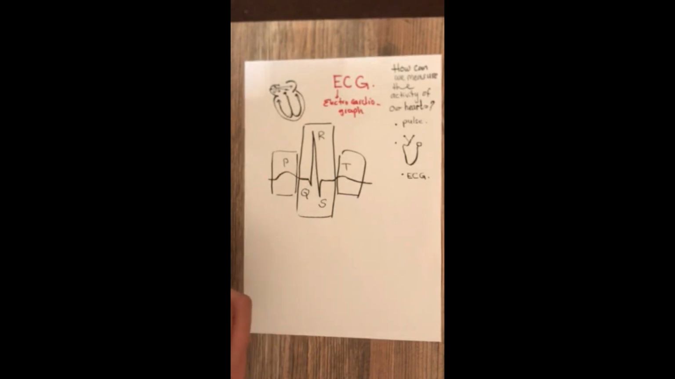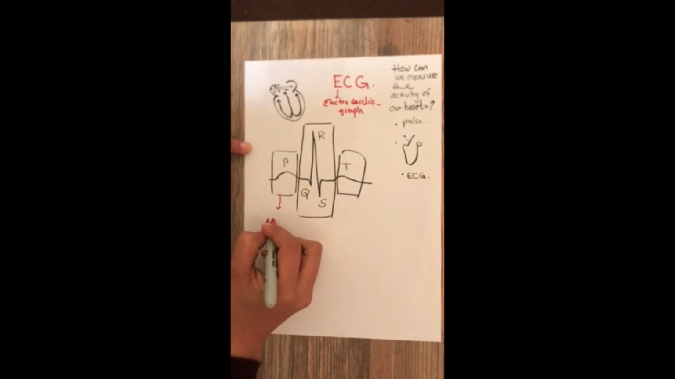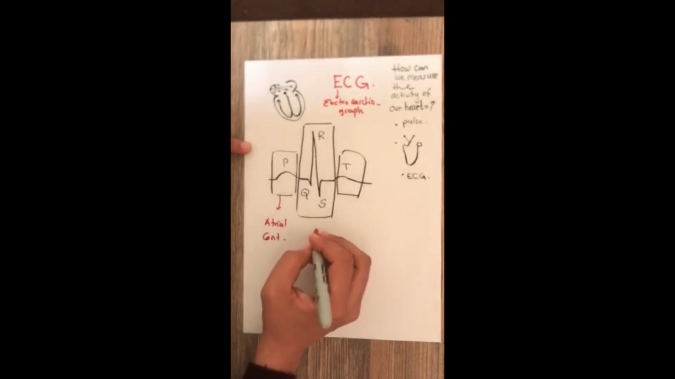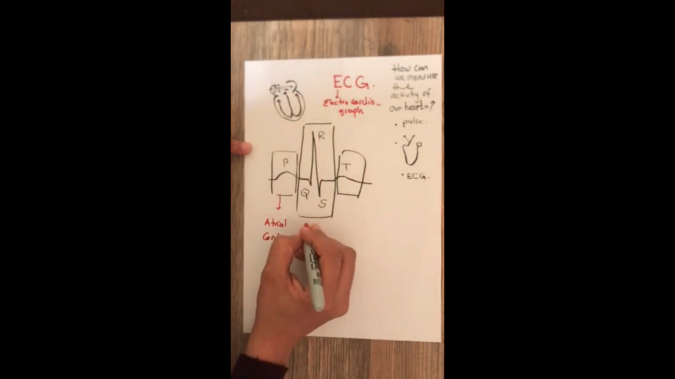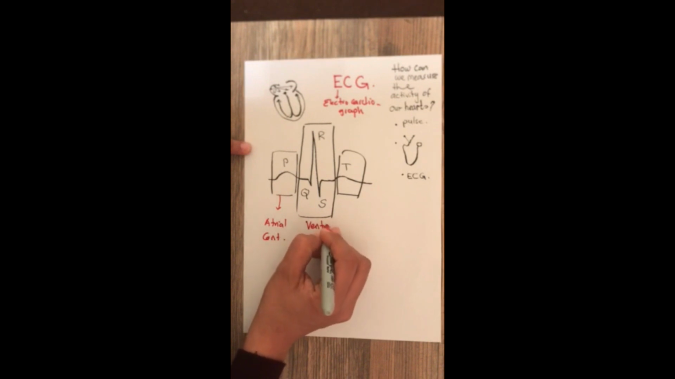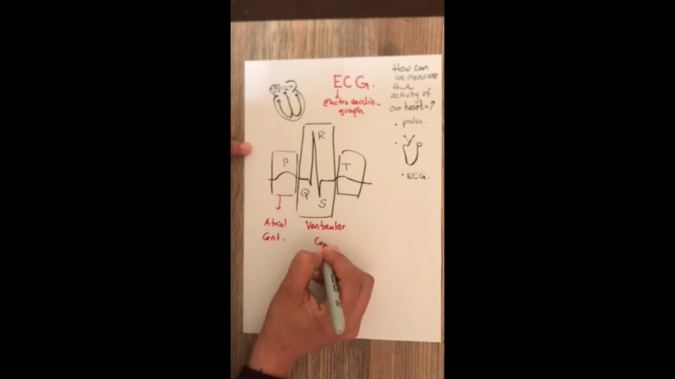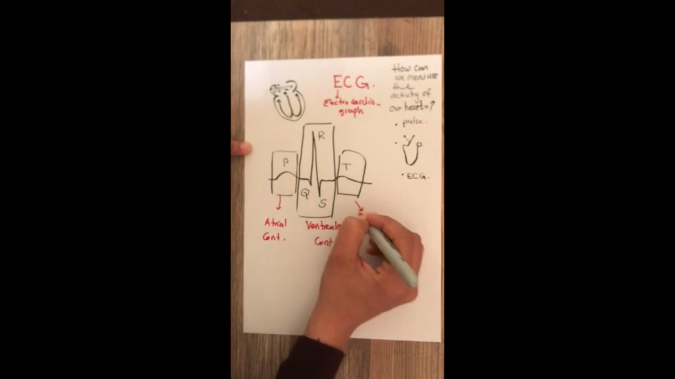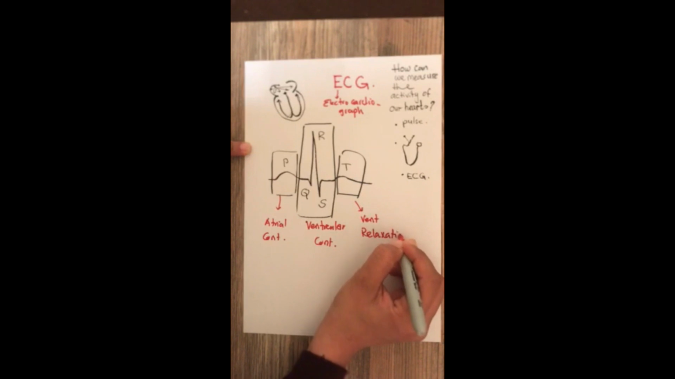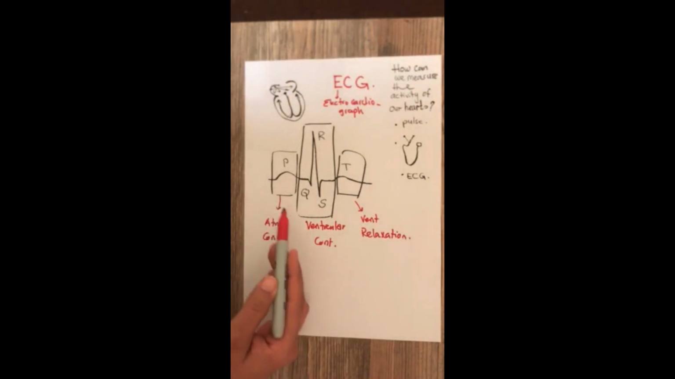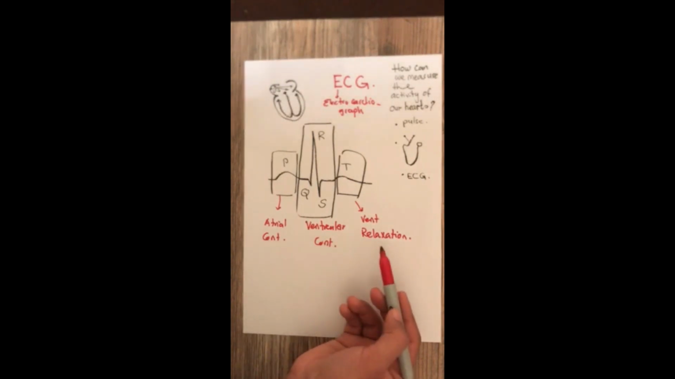P is atrial contraction. QRS is very large because it represents the ventricles. QRS are ventricular contraction. How about T? T is ventricular relaxation. So we have P, Q, R, S, T: atrial contraction, ventricular contraction, and ventricular relaxation.